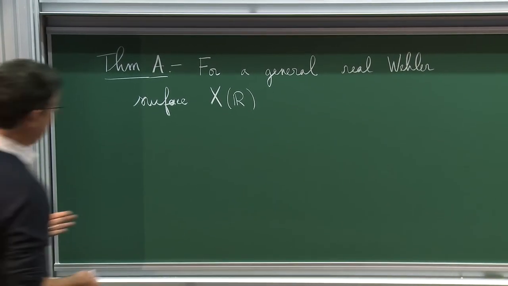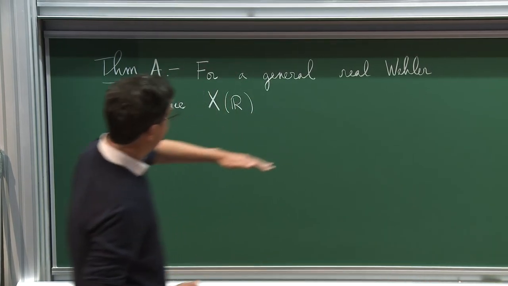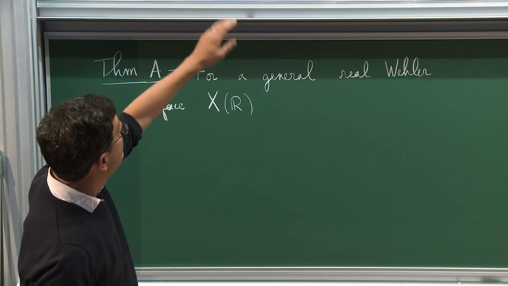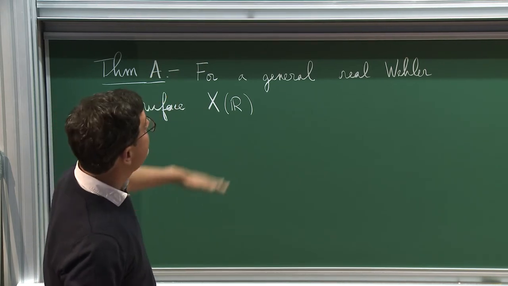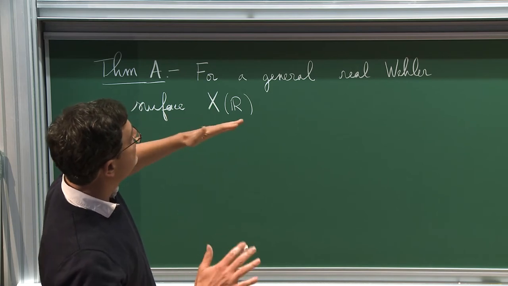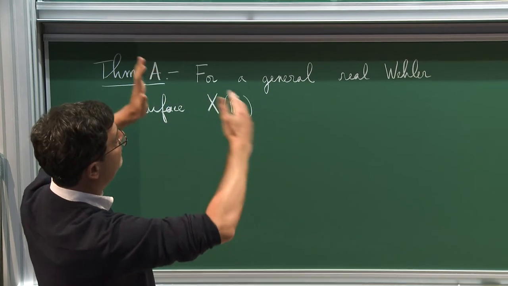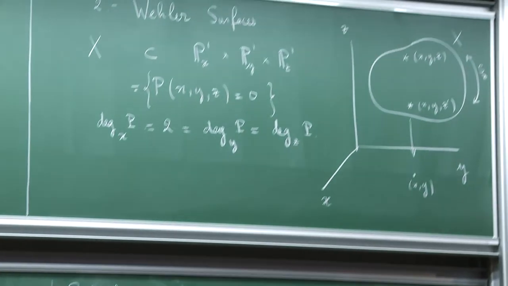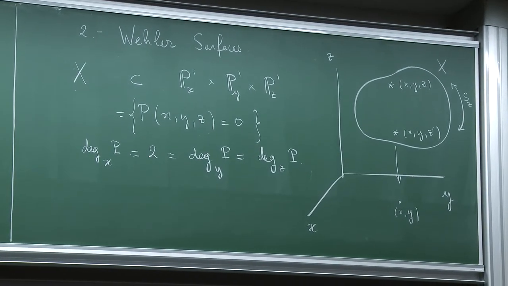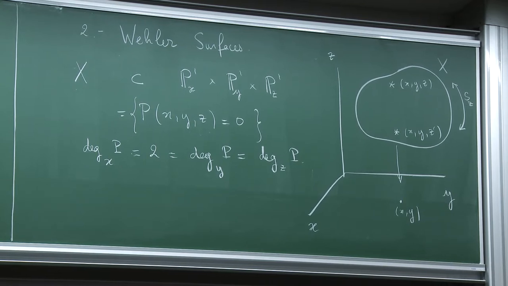Okay, so "general" means that, for the statement I will make in a few minutes to be true, I need to remove a Zariski closed set in the space of polynomial equations. When you look at the equations P(x, y, z) = 0, I need to remove some P such that the coefficients of P satisfy an explicit polynomial equation. To be more precise, in this space of surfaces there are surfaces which are Kummer surfaces, quotients of abelian varieties, and I need to remove this part of the moduli space.